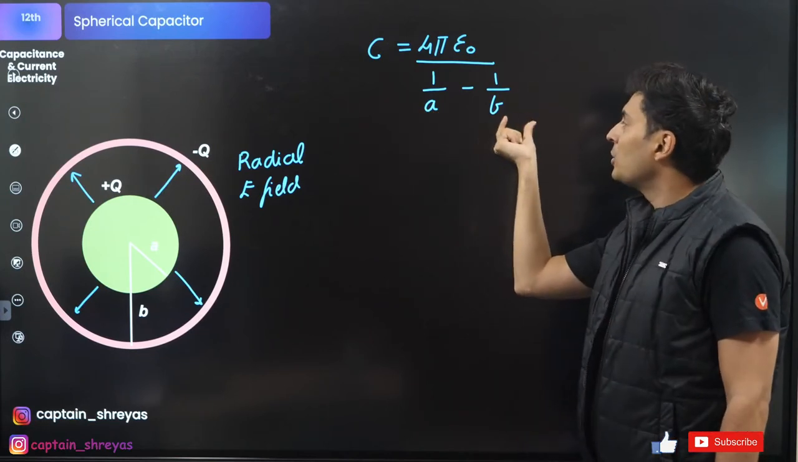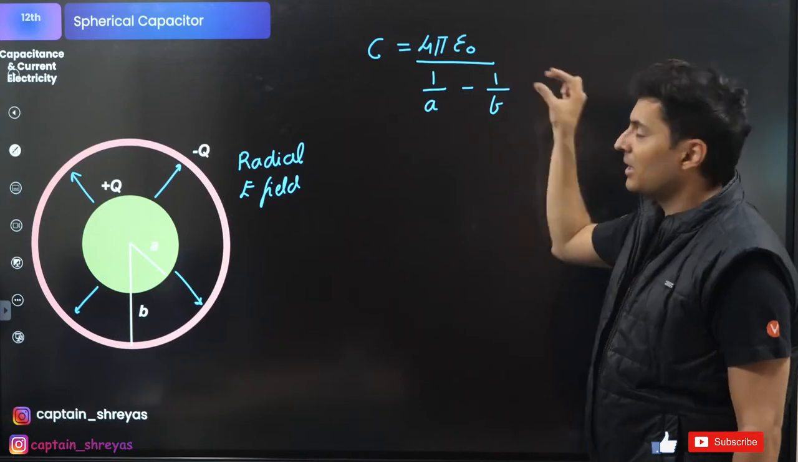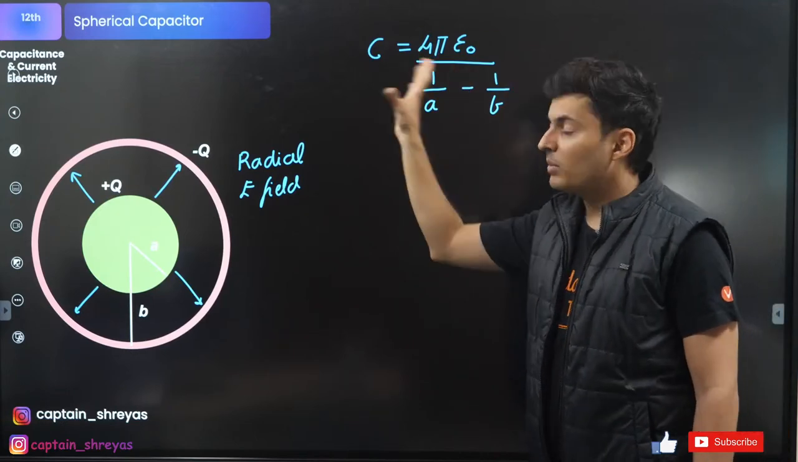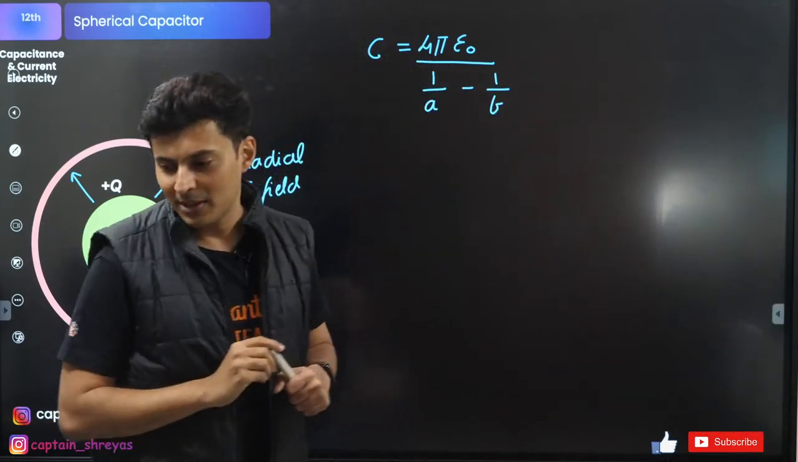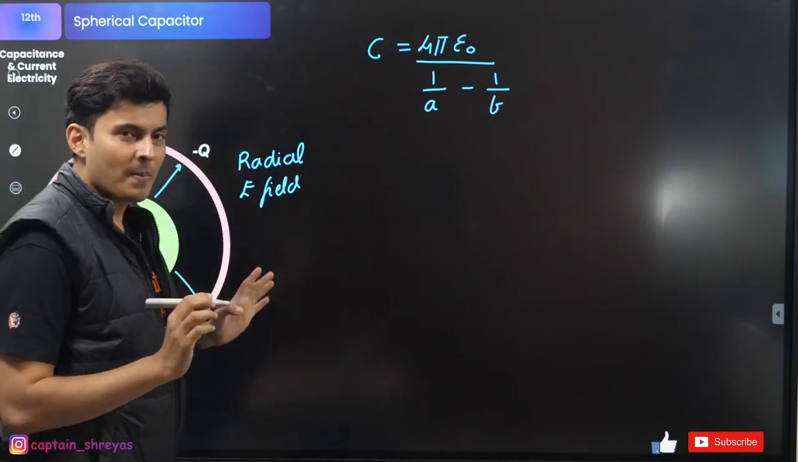The denominator here should be bigger so that this ratio becomes small and the answer comes out to be positive. That's all you need to remember. Okay, everyone with me? Clear?